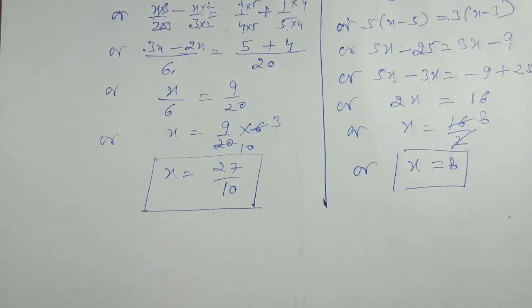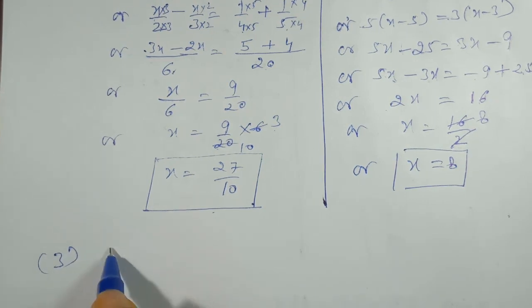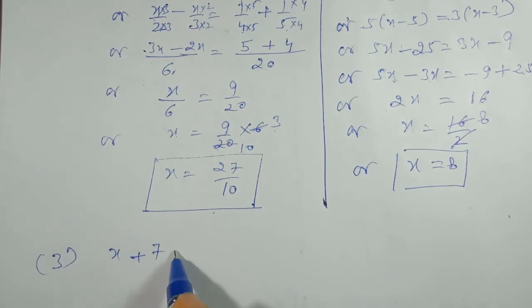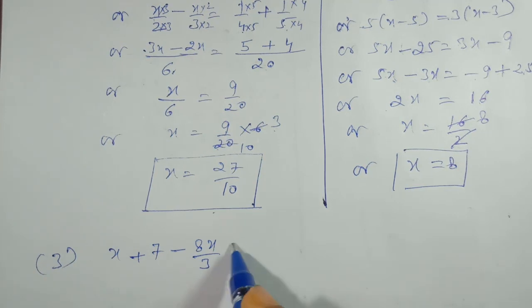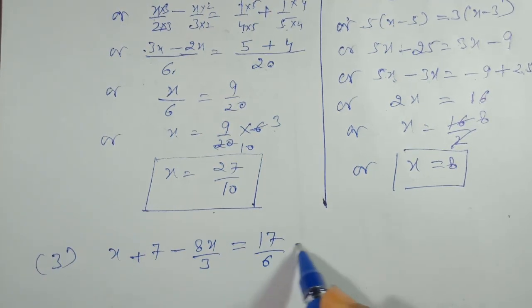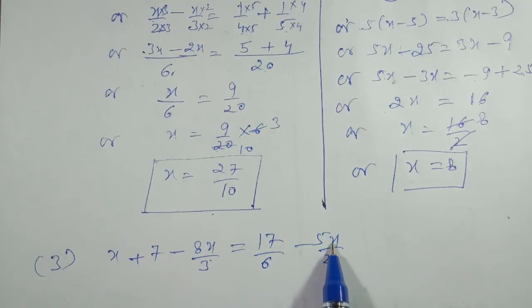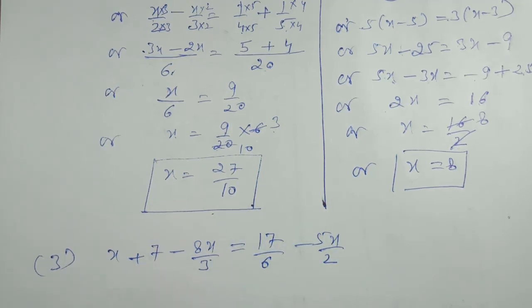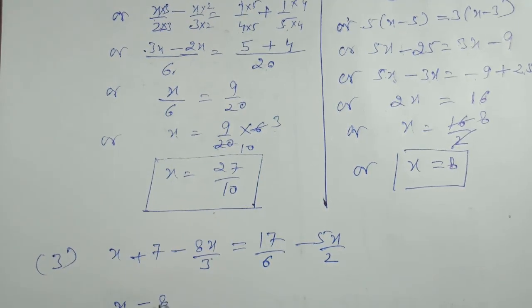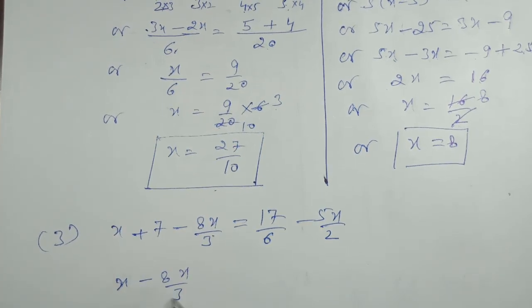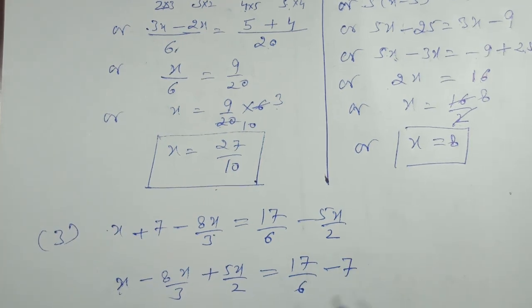Now let us move to the third example. It looks a little complicated, but it is very easy, following the same rule. Here we have 3 terms which have x and 2 terms without variable. So we have to take all the 3 terms having x on one side. We are taking them on the left hand side. These 2 will remain with the same sign. Minus 5x will move with the plus sign. This 17 by 6 stays in the same sign, plus 7 moves with minus 7.